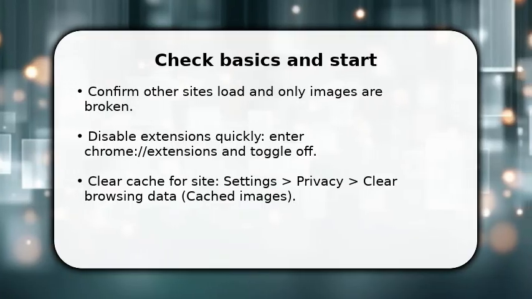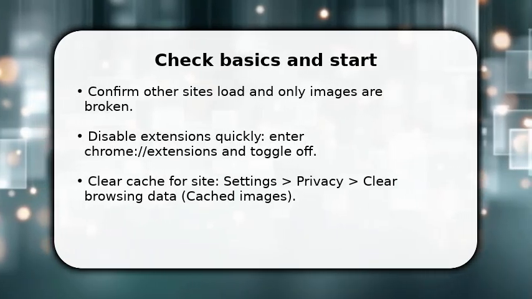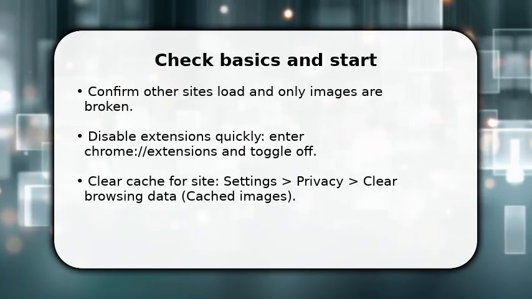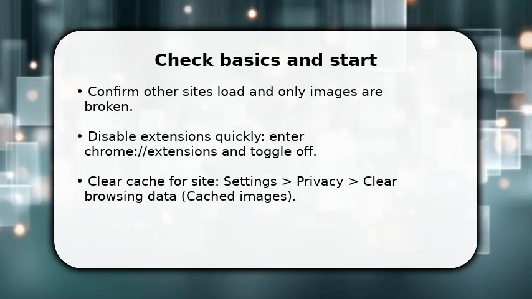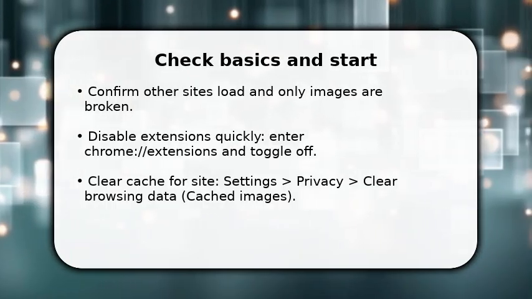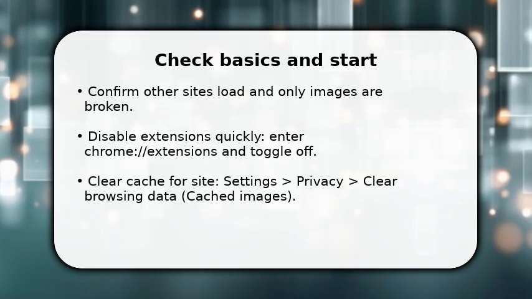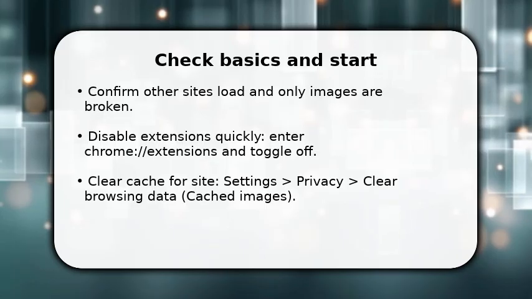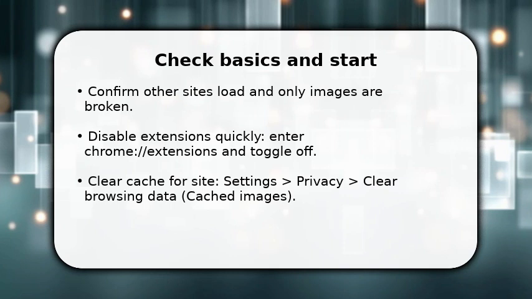You start by confirming this is a Chrome issue, not the site. Open an unaffected site to compare. Once done, disable extensions that alter content. Some ad blockers or privacy tools block images. Then clear cached images for the site so Chrome refetches fresh copies. Make sure you restart the browser after each change so you observe the effect. This sequence narrows causes fast and prevents needless steps later, so you know if the problem is local or external.